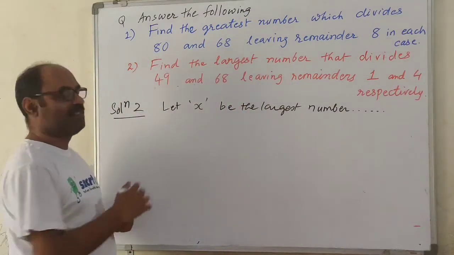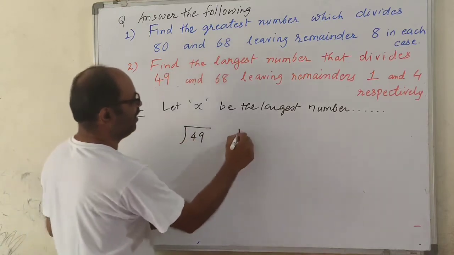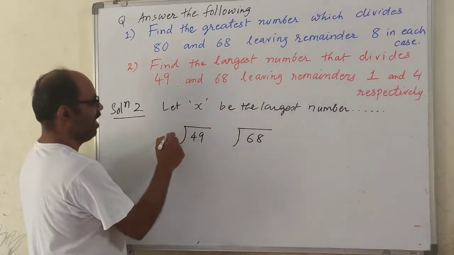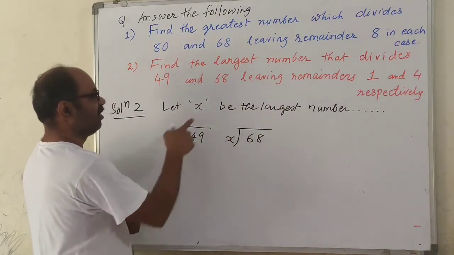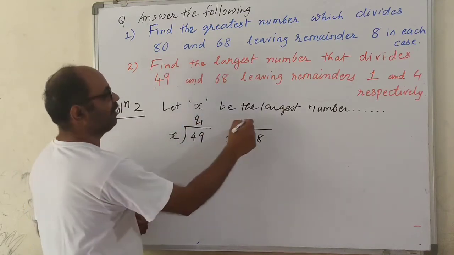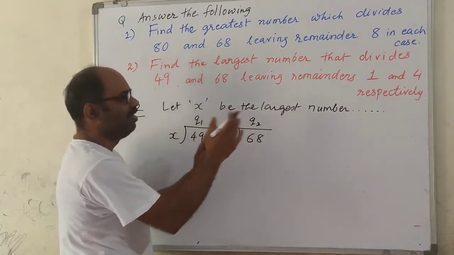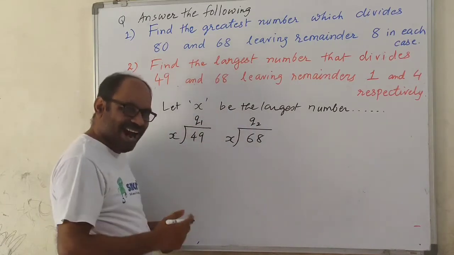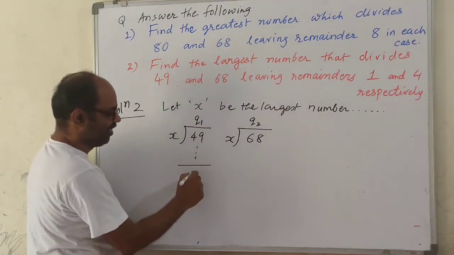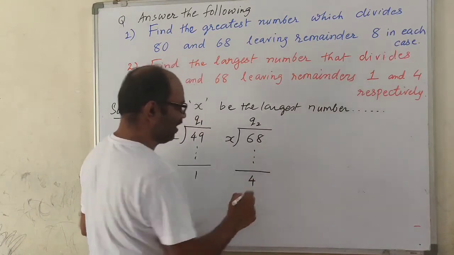Represent this statement in symbolic form. That is dividing 49 and then dividing 68 by x. The quotient we do not know. Let me say Q1 this time. Let me say Q2 this time. In the first one, the quotient is Q1, in the second Q2. The remainder in the first case is 1. The remainder in the second case is 4.